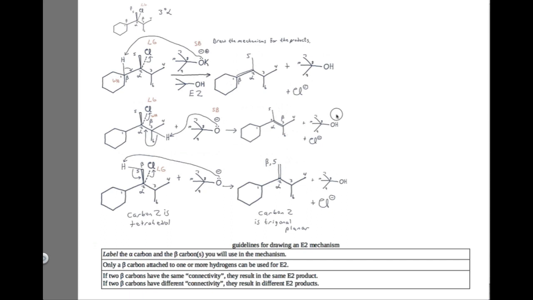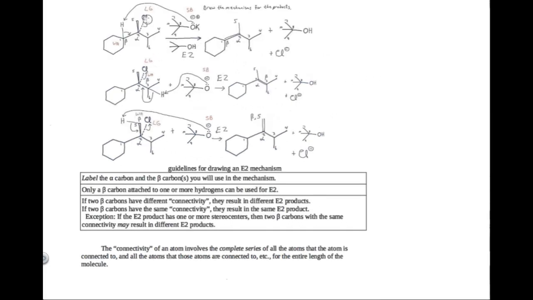Now, something I didn't mention is that you have to check whether the different beta carbons really give you different products. Sometimes two different beta carbons will both give you the same product, so you don't need to bother drawing mechanisms for them separately. But I think it's obvious that these are all three different products, so it was important to draw three separate mechanisms.